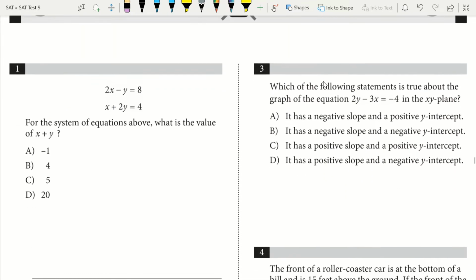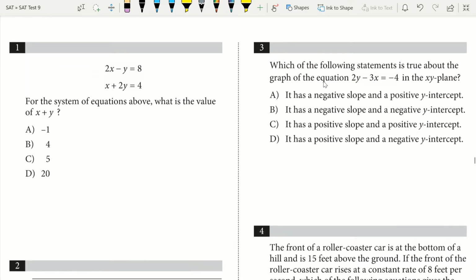Alright, so question number 1. For the system of equations above, what is the value of x plus y? Well, when I see this lined up in a set where I have a column of two equations, what I'm going to look to do is to add or subtract to get rid of one of my variables. So I see that if I multiply this bottom equation by 2, then I have 2x up top and I have 2x on the bottom. So what I can do then is I can go ahead and subtract that 2x on the bottom from that 2x on the top to get rid of my x.